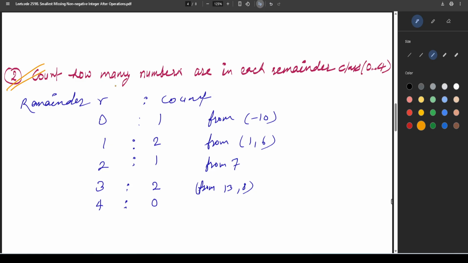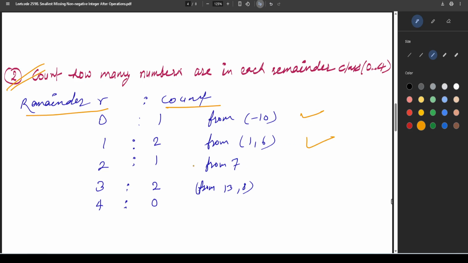Now it is saying, count how many numbers are in each remainder class from 0 to 4. So if you see, I'll write remainder and there is a count. So when the remainder is 0, 1, 2, 3, 4, we consider these as groups, right? When we are getting the remainder 0, the count is how many? 1, from minus 10. When we have remainder 2, we are getting it from 1 and 6.